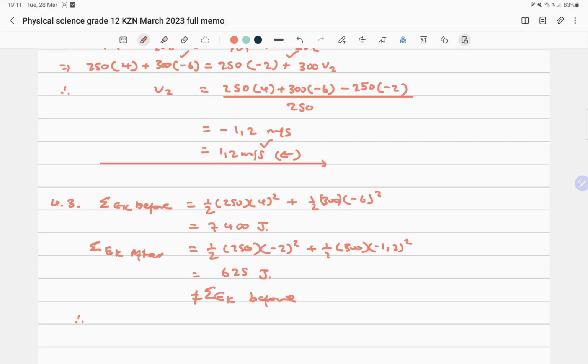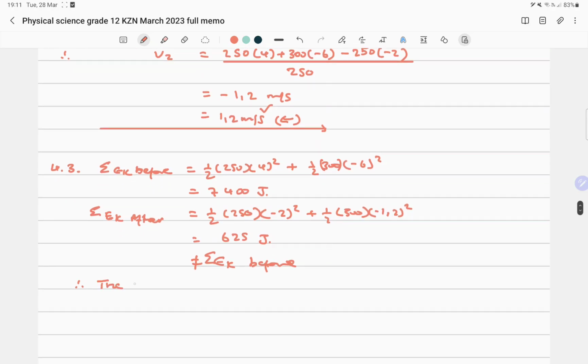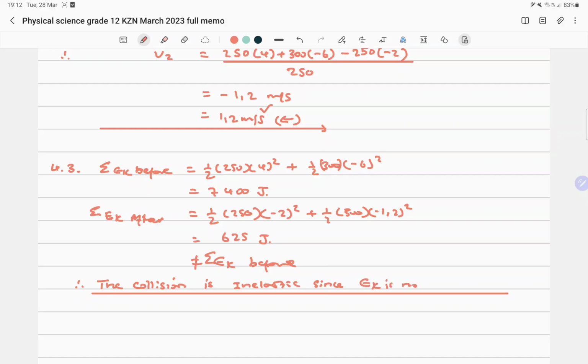Therefore, the collision is inelastic, right? Since the EK is not conserved, the EK of the system.